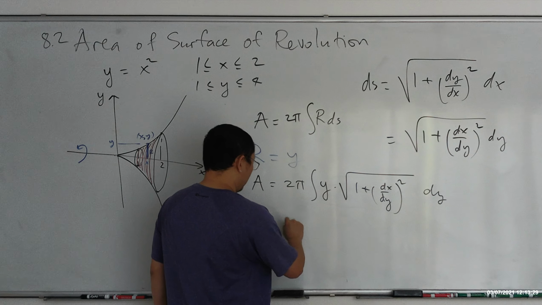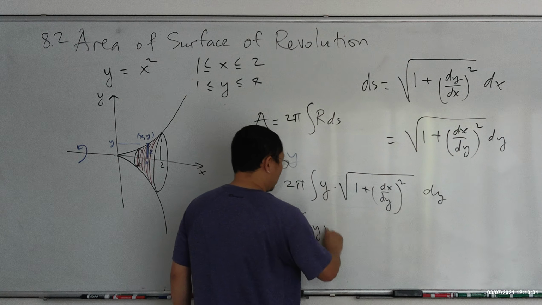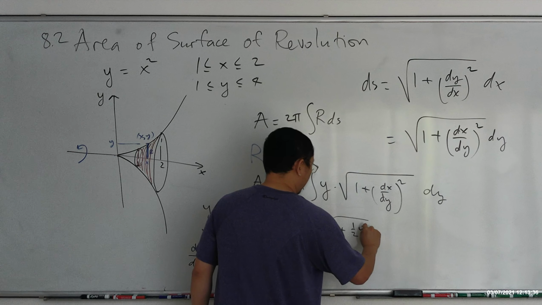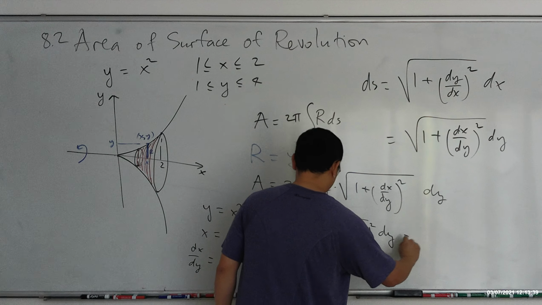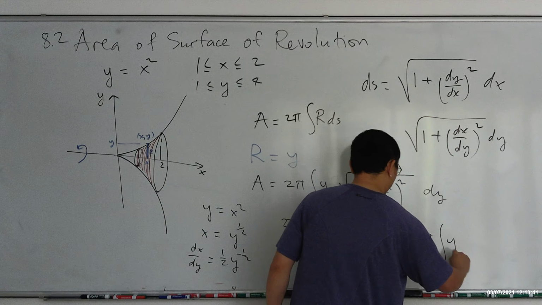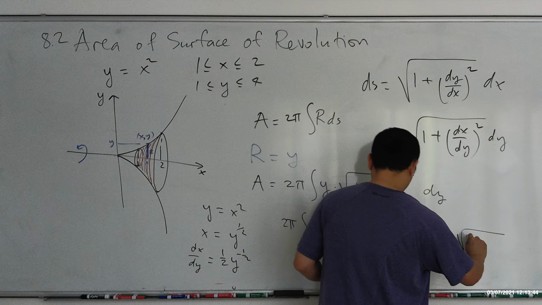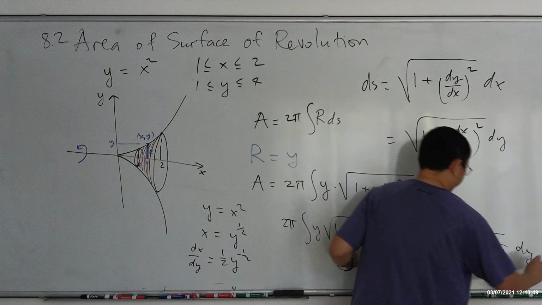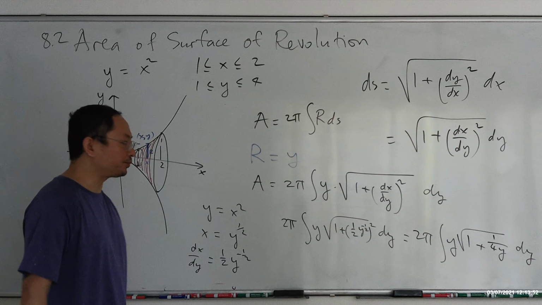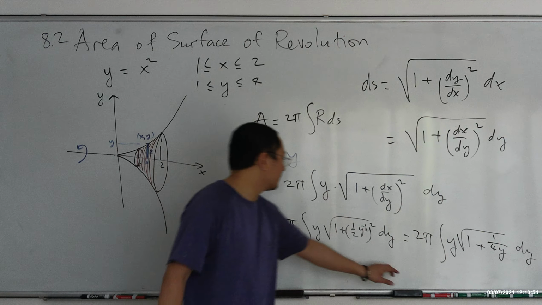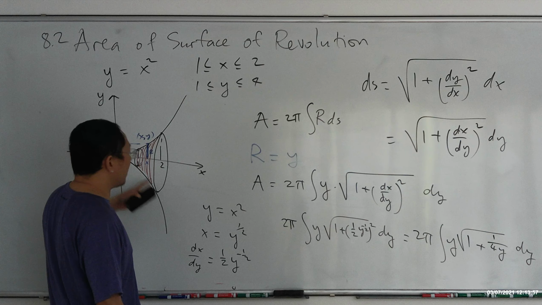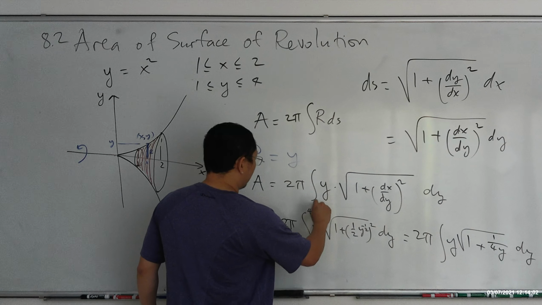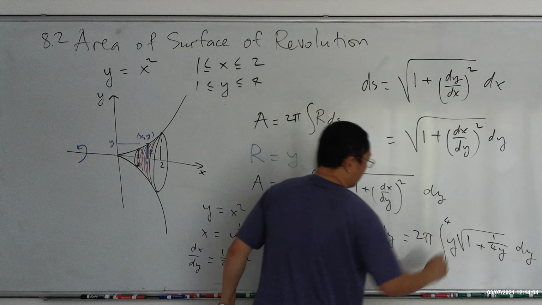You get 2 pi integral y square root of 1 plus (1/2 y to negative 1/2) squared dy, which is 2 pi integral y square root of 1 plus, this is a quarter, so 1 over 4y, dy. Then you integrate that integral. Oh, and the boundary for y is not from 1 to 2 anymore. For y, it's going to be from 1 to 4.